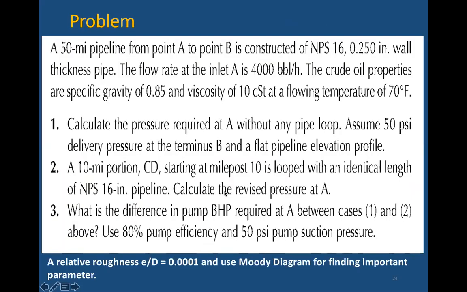Based on this loop, we have one problem, and this problem is also from the Sasinian book. In this problem, you can use all your concepts. First, you have to calculate the Reynolds number, then total pressure drop, then again the Reynolds number, total pressure drop, and also the brake horsepower. You can try this numerical. This is very simple, I don't think it is very complicated. I have also given the relative roughness here. From the Moody diagram, you can find the important parameter. So that is up to the liquid pipeline.